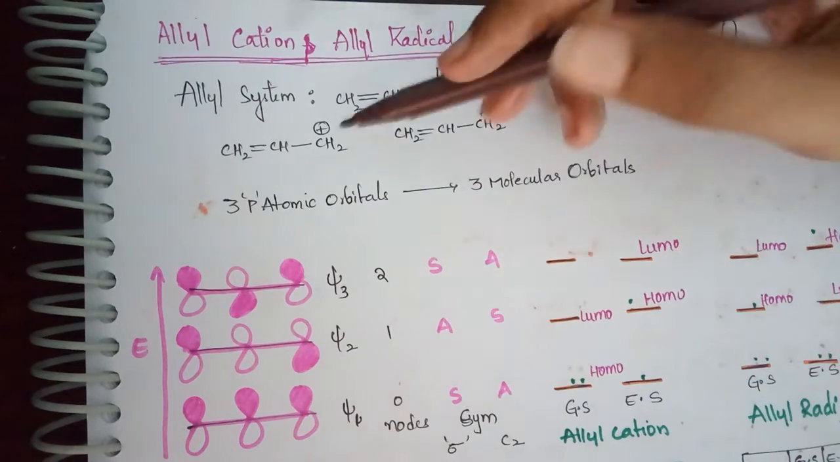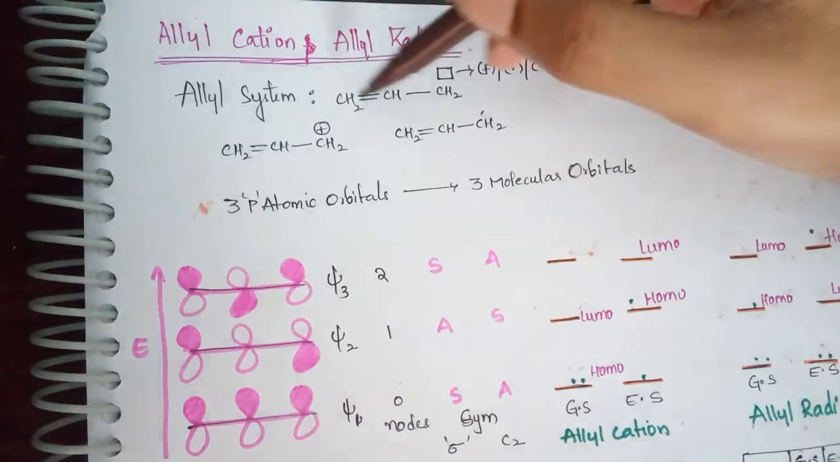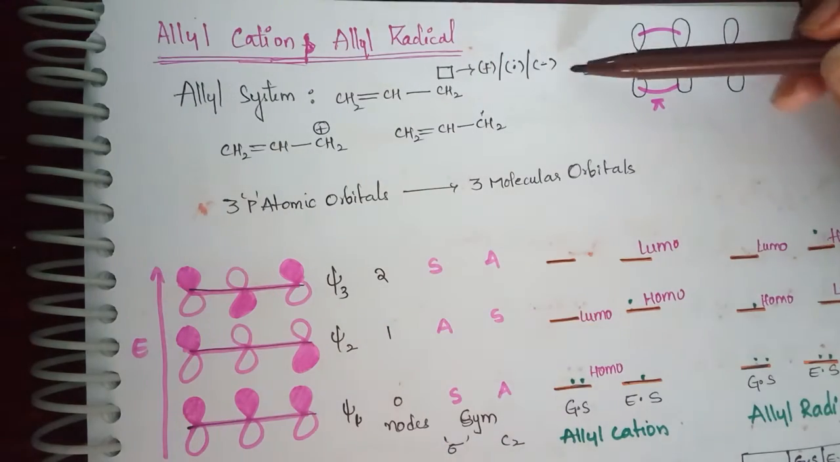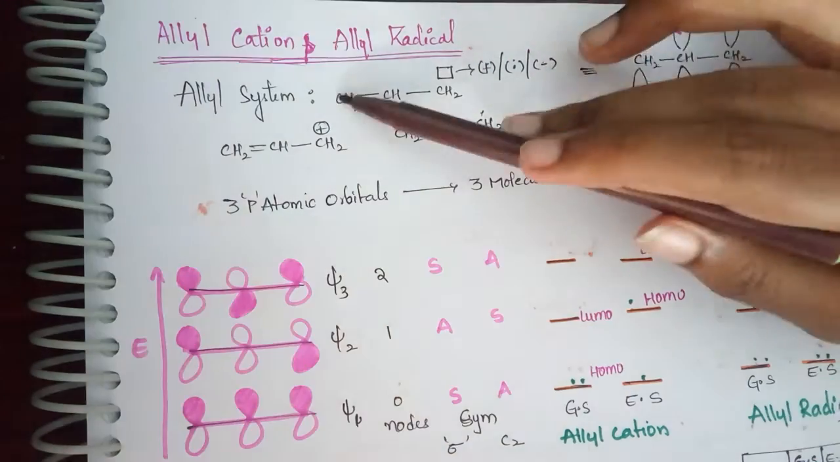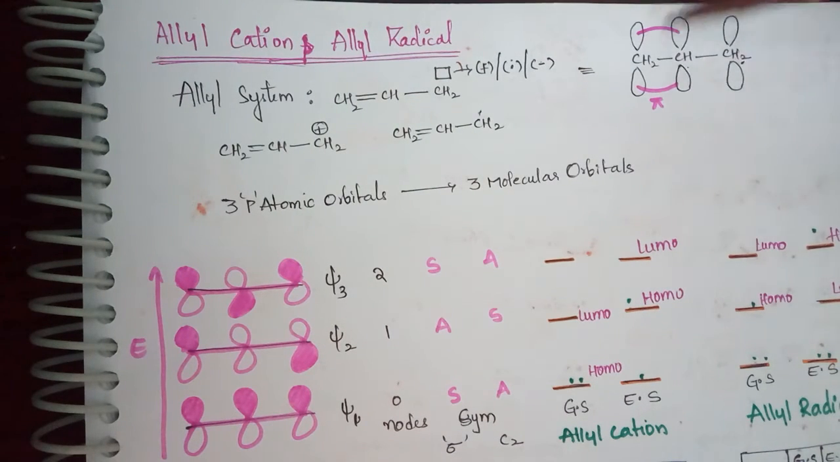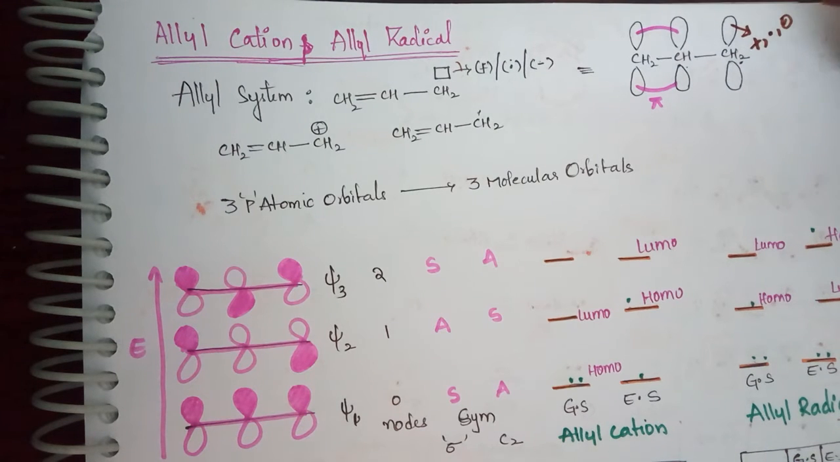If it is a cation, it gives an allyl cation. If it is a radical, it is called an allyl radical. This 3-carbon system is known as an allylic system. Here I have represented it in the same form. Here CH2, CH, CH2 are all represented by p orbitals. Here it can be a positive charge, a radical, or a negative charge.